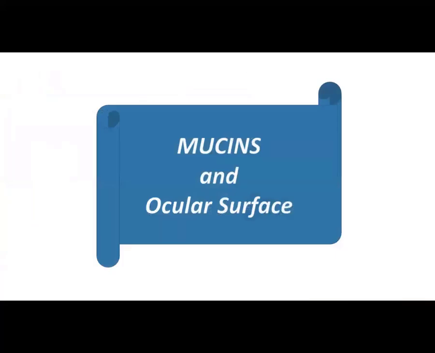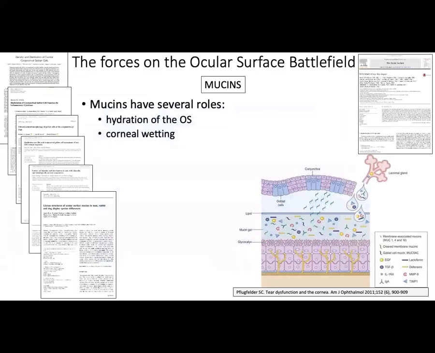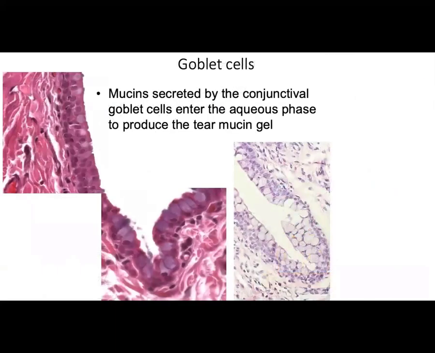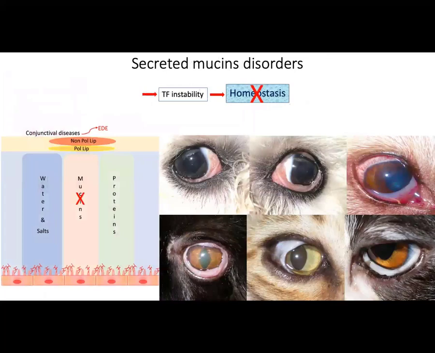Mucins are most important. Mucins have several roles: hydration of the ocular surface, corneal wetting, lubrication during the blink. They prevent pathogens from binding to the ocular surface. Mucins are secreted by the conjunctival goblet cells and enter the aqueous phase to produce the tear mucin gel. When conjunctival goblet cells are altered, the secretory mucin component of the mucin gel is affected, and so there is tear film instability and evaporative dry eye.